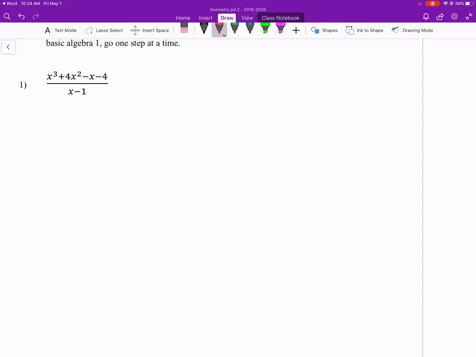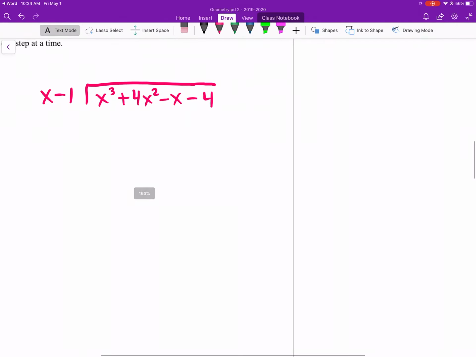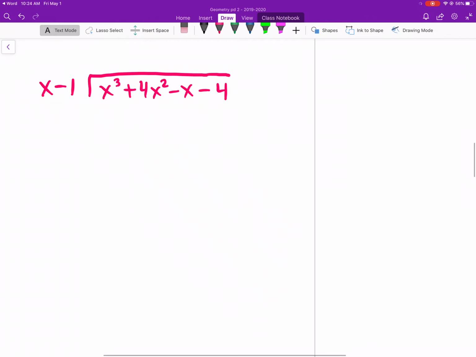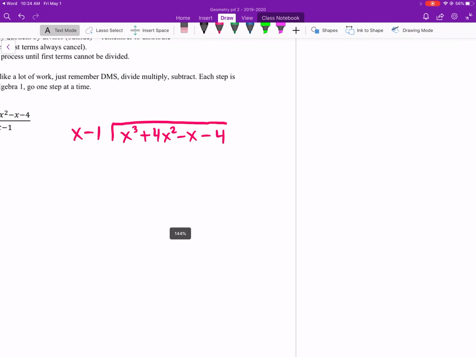So the divisor, what you're dividing by, goes on the outside of the house. And the number on top, the numerator, goes on the inside. So here's your setup. Now divide your first terms. That's step 1. Divide the first terms, put the quotient on top.